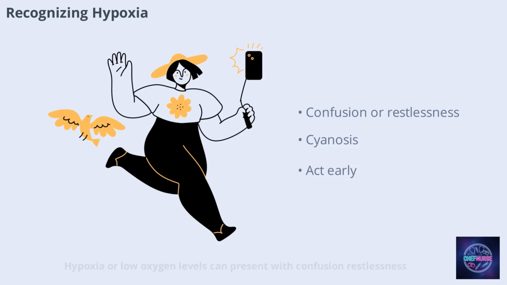Hypoxia or low oxygen levels can present with confusion, restlessness, or cyanosis. On the NCLEX, these signs should prompt immediate action to improve oxygenation. Don't wait for more obvious symptoms. Early recognition and intervention are key to preventing deterioration.